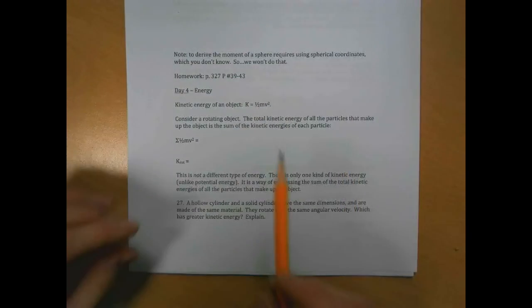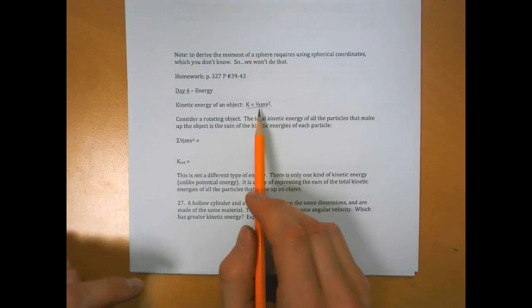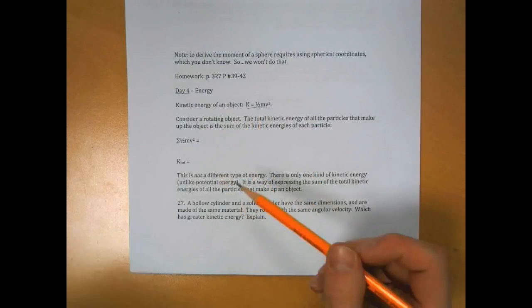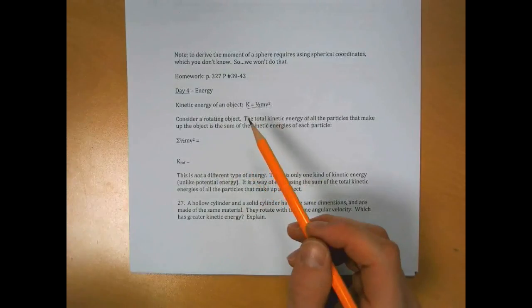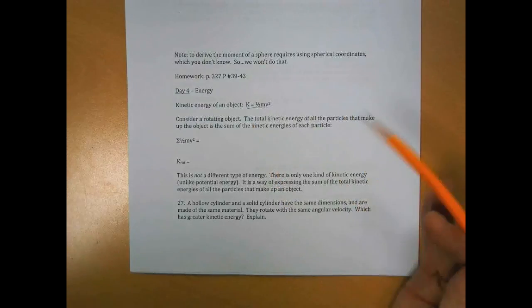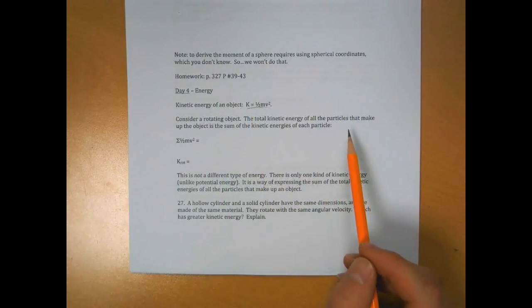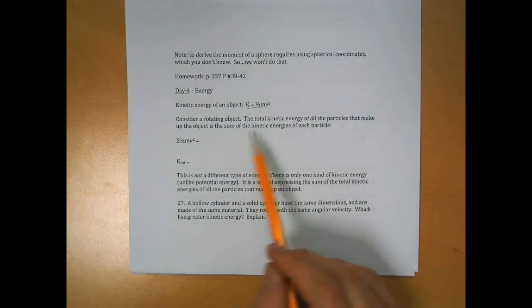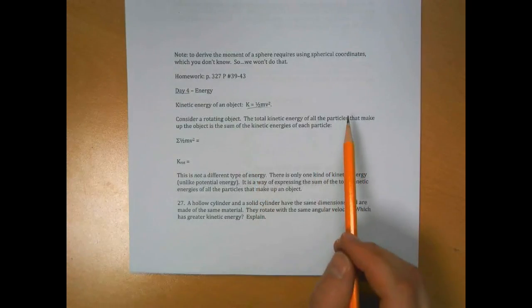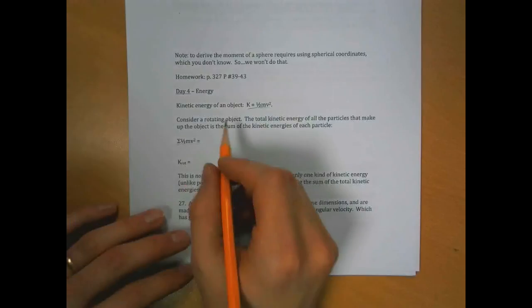Today we're going to look at energy for rotating objects. We know the kinetic energy of an object is 1/2 mv squared from earlier in the year. I didn't really talk about it at the time, but that's the kinetic energy of a point mass that is not rotating. Now, if we have a rotating object, the total kinetic energy of the whole object would be equal to the sum of the kinetic energies of all the individual particles that make up the object. So we can just add up all the 1/2 mv squareds.